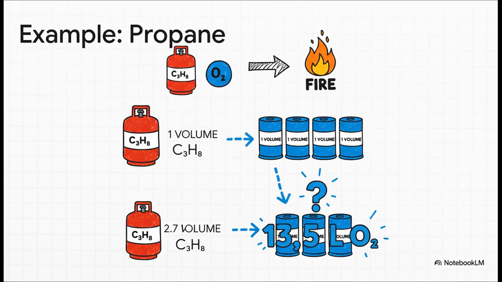Think about burning propane in a gas grill. The balanced equation has a 1 in front of the propane and a 5 in front of the oxygen. Because of Avogadro's law, that means that 1 liter of propane gas needs exactly 5 liters of oxygen gas to burn completely. So if you've got 2.7 liters of propane, a quick calculation tells you you're going to need 13.5 liters of oxygen. It is that simple and direct.